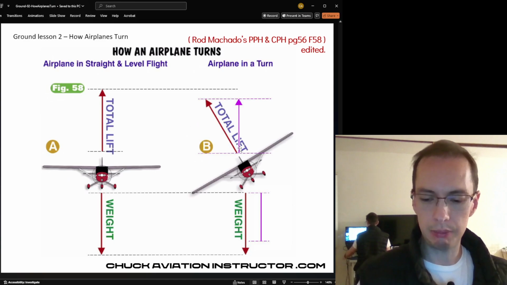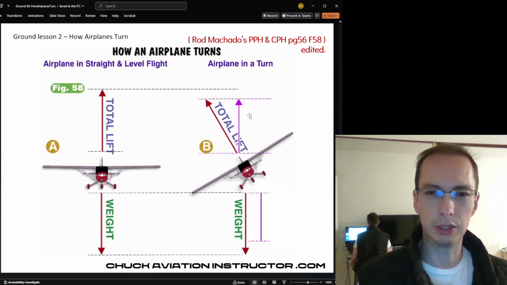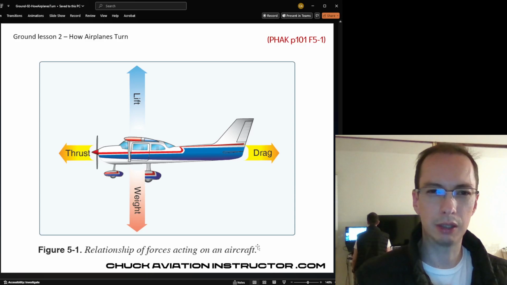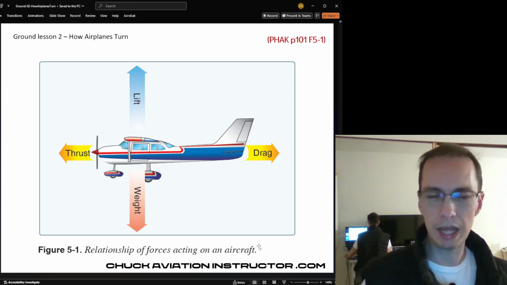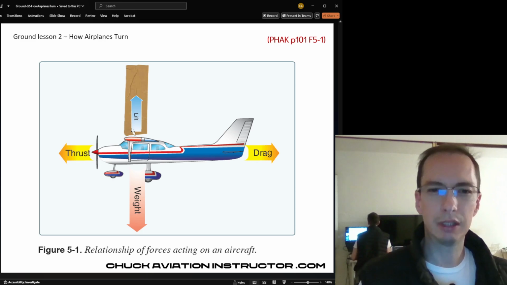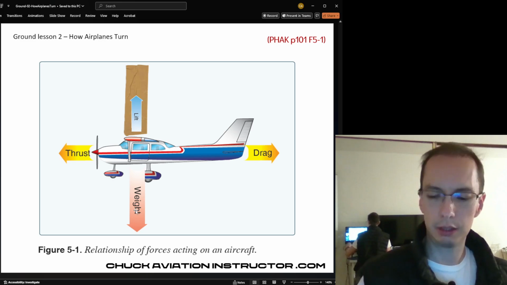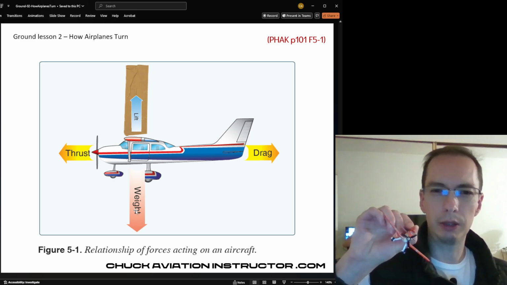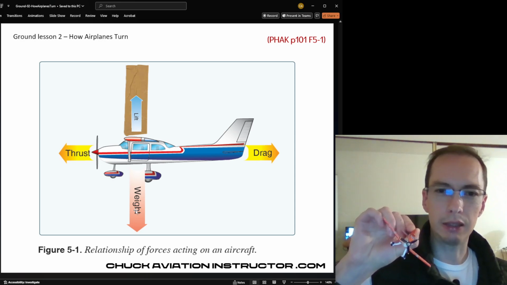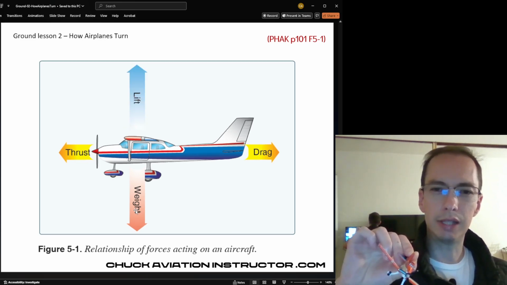This is an image that I edited from Rod Machado's book, but this one is original mine in terms of focusing on the vertical forces rather than on the horizontal. So what happens when you bank your airplane is that, because of less wingspan producing lift, your vertical lift is decreased, but your weight is the same. So what's going to happen if you bank your airplane with your aileron and rudder and you leave it like that? You can turn, that's right, but you're going to descend.